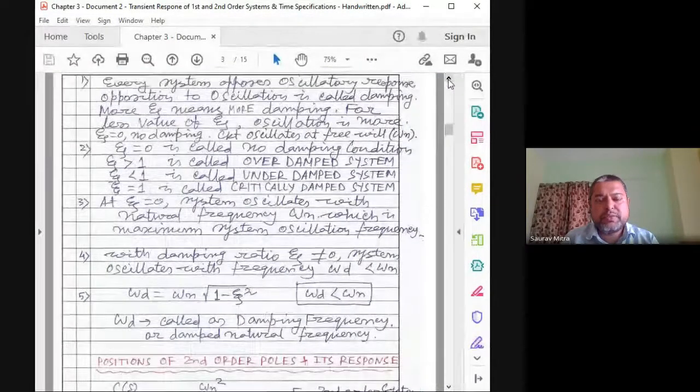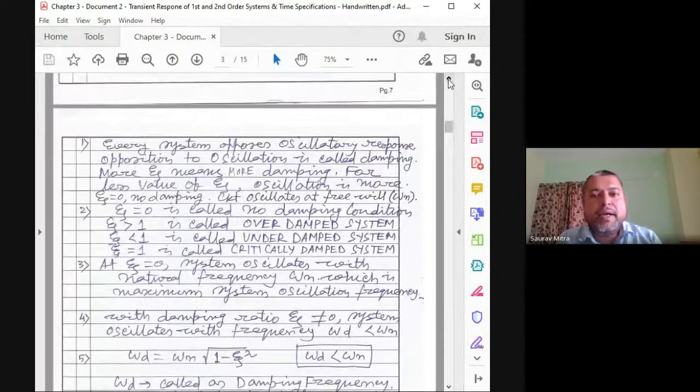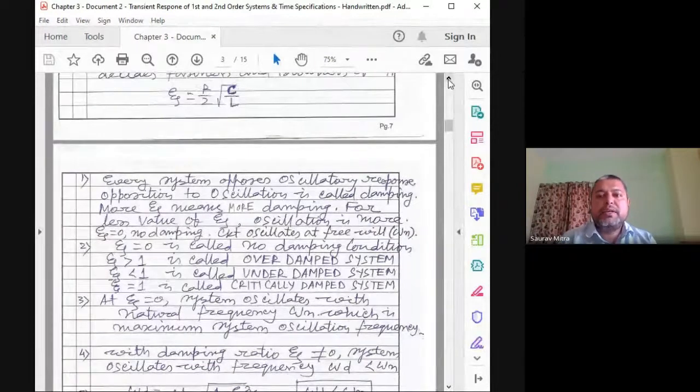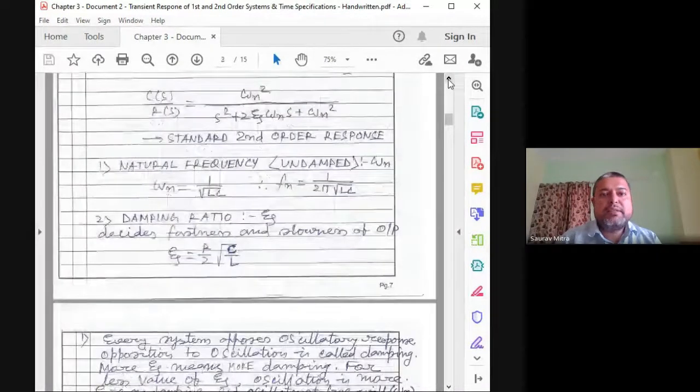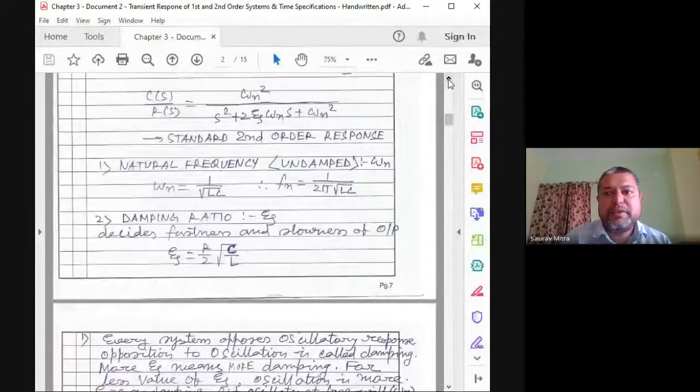So we are going to see experiment number 5 today, and here we are going to see the RLC response, RLC second order circuit response for different damping conditions. So write down this as the title of the experiment: second order RLC step response for different damping conditions.